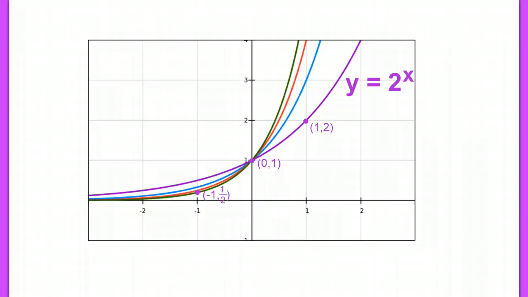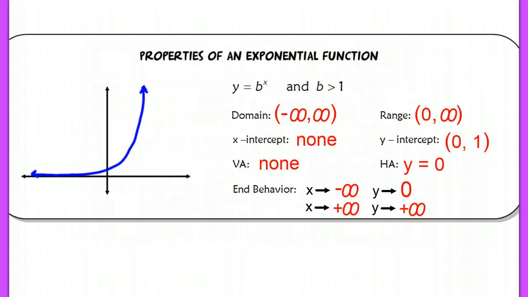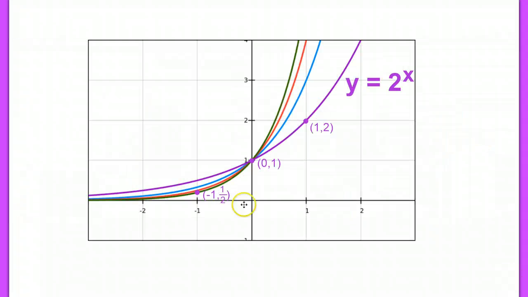So when we take a look at properties of an exponential function in the form y equals b to the x, and b is greater than 1, if you noticed all of those graphs, we have a base that was greater than 1. Our domain is always negative infinity to positive infinity. Our range is from 0 to infinity because we have an asymptote. If we take a look back over here, we have an asymptote here at y equals 0.